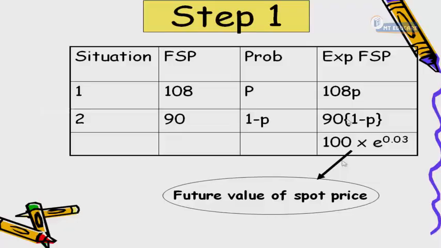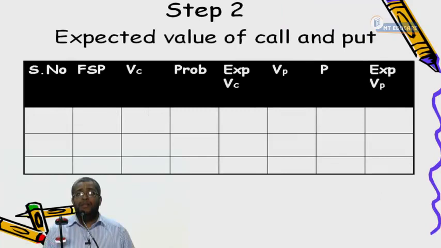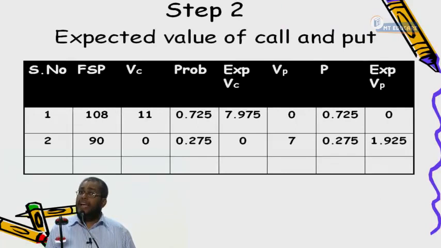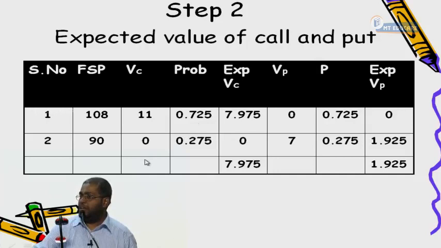Now answer me. Take call alone. What is the value of the call? It can be 11, it can be 0. Now, 11 has a chance, 0 has a chance. I am not saying that the chance of 11 is 72.5 and the chance of 0 is 27.5. It is a set-up probability, not a real probability.